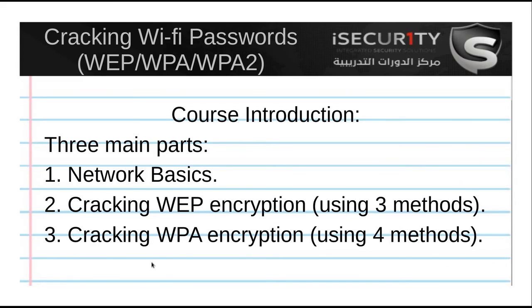After we do that, we're going to move to WPA. We're going to again understand how WPA works, and what's the difference between WEP and WPA, and what's the weakness in WPA that allows us to crack this encryption. WPA and WPA2 are similar. They can be cracked using the same methods. We're going to talk about this in more detail once we move to that part. And again, we're going to talk about four methods to crack WPA, going from slow to quicker methods of cracking it.